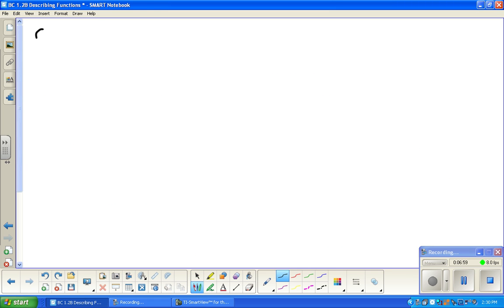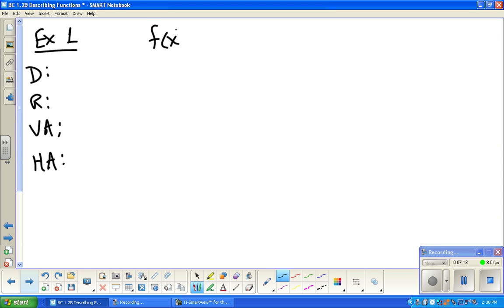All right, so example 1, and our goal is to find domain, range, vertical asymptotes, and horizontal asymptotes, and what we're going to work with, our first equation is going to be f of x equals negative x squared plus 4x minus 1. Okay? All right, so you should look at this and say, yeah, I know what to do with that. I've been doing that since Algebra 1. Now, we're going to deal with this specifically with the questions of domain, range, vertical asymptote, and horizontal asymptote.